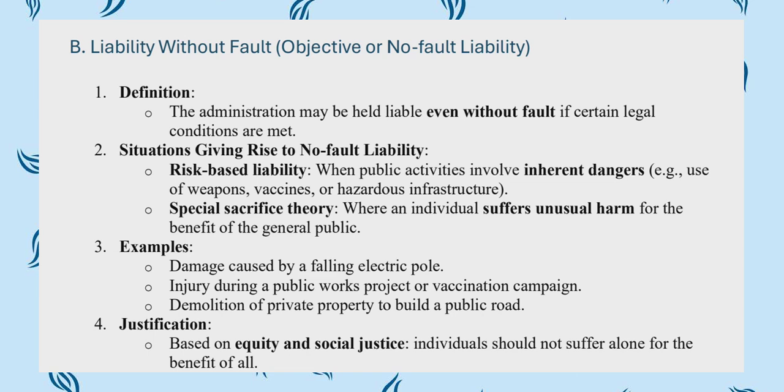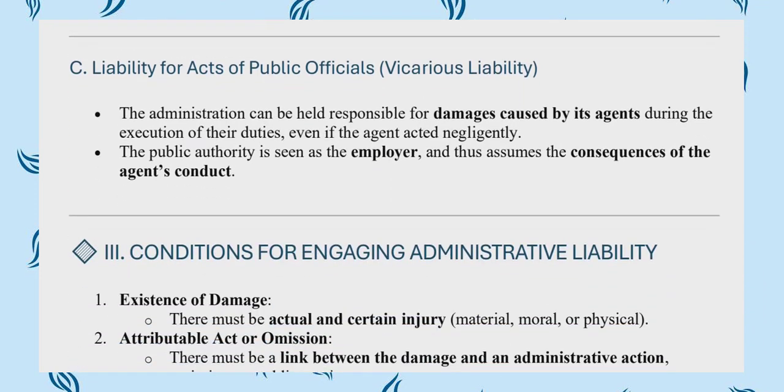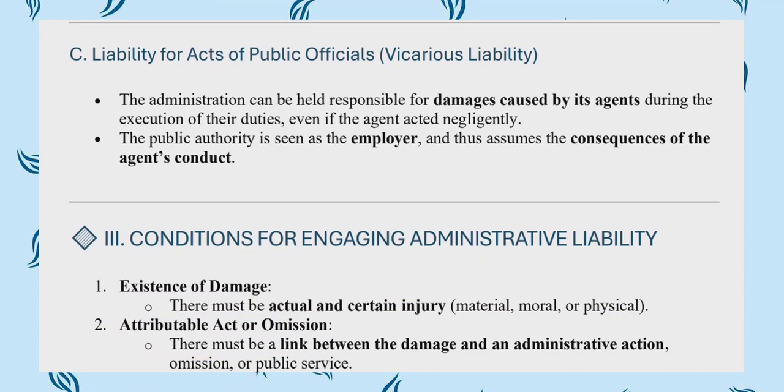The falling of an electric pole that has caused damage to people living in a particular area or to a particular person. So based on social justice and equity, individuals should not suffer alone for the benefit of all. So that is the reason why the administration can be held liable even when they have not committed a fault. Because according to the principle of social justice and equity, one person cannot suffer for everybody to enjoy.